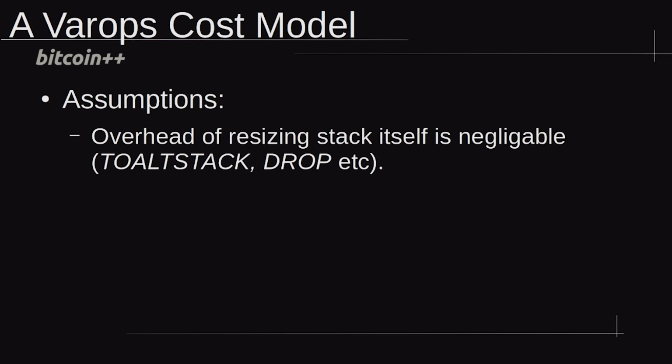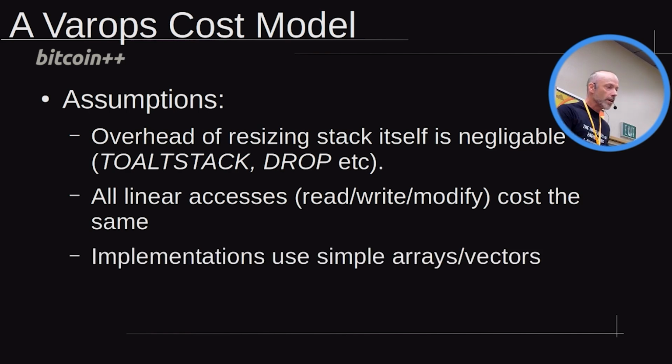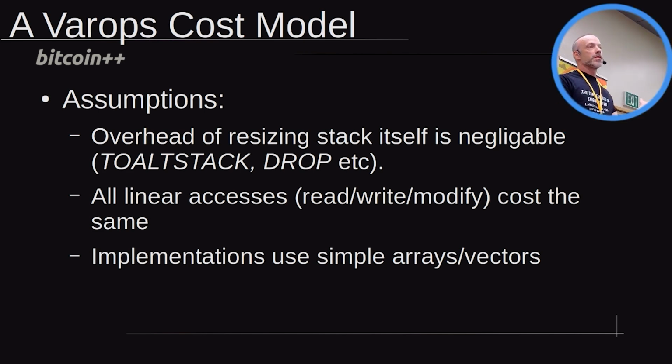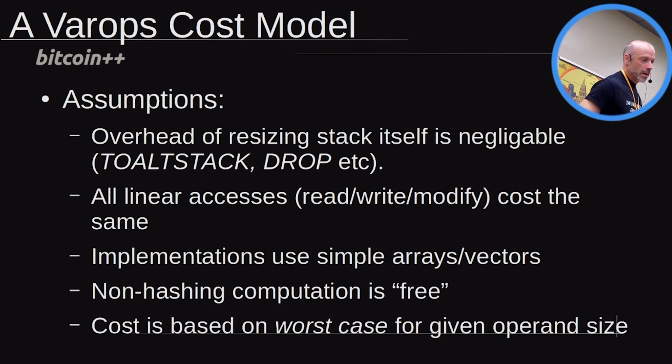We don't care about actually resizing the stack itself. We don't really care about whether you're doing a read or a write or modify. That's all good. We assume that we're using simple arrays and vectors, which we do currently. And we assume that anything you're doing with the things in your CPU is basically free, except for hashing. Okay. And this is important. You have to think about the worst case. How bad can it get? How many accesses do you need to do in the worst case of the data?